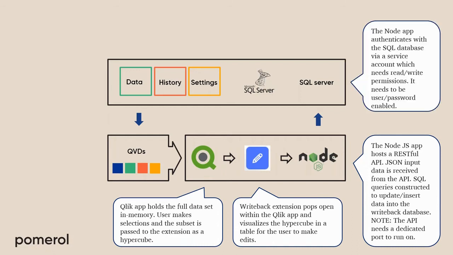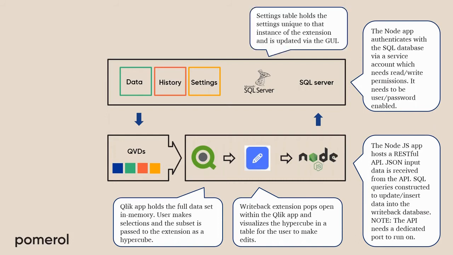Now on the database side, each instance of the extension in a Qlik Sense app will have 3 tables in the SQL database that are associated with it. The latest edits for each unique record are going to be stored in the data table. And then all of the historical edits will be stored in the history table. And we'll take a closer look at exactly why it's set up like that shortly.